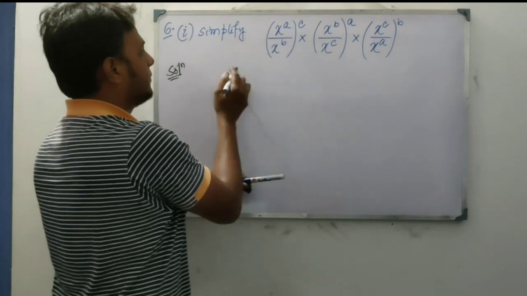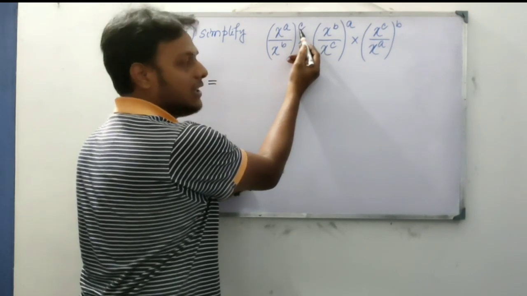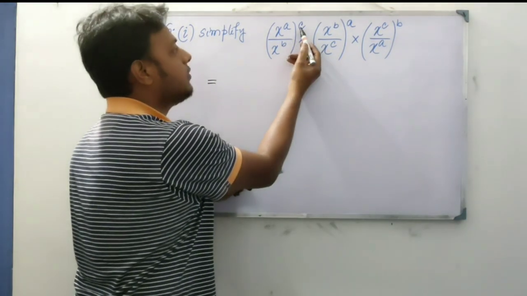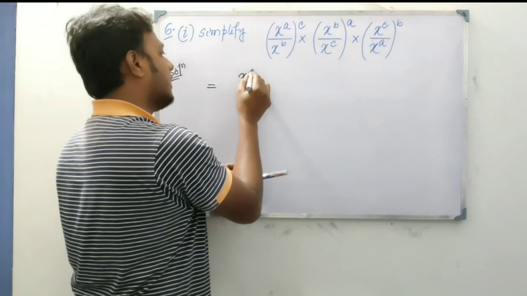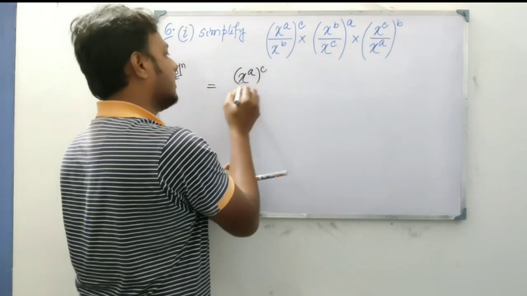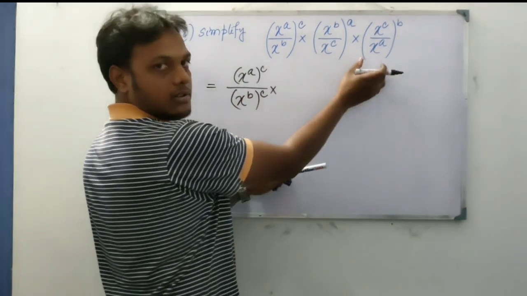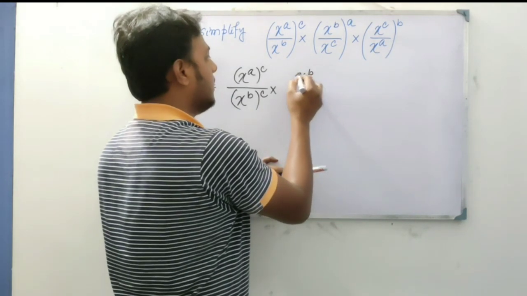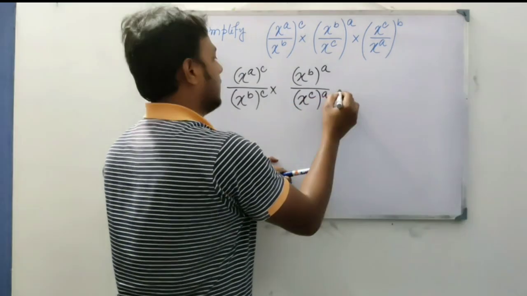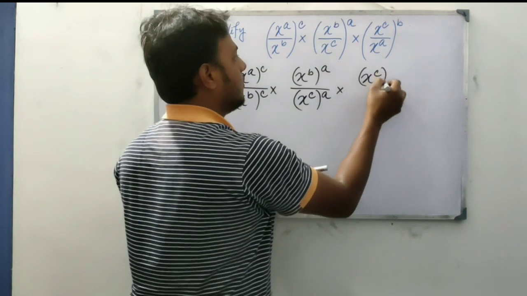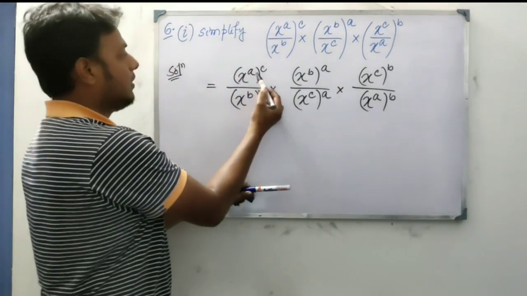I am solving from here. Since this power c is outside of the first bracket, we can distribute this power over numerator and denominator. So if you distribute the power over numerator, it will be (x^a)^c, and for the denominator (x^b)^c. Similarly for the second two factors also, (x^b)^a by (x^c)^a, again into (x^c)^b by (x^a)^b. Now you know that we can multiply this power.